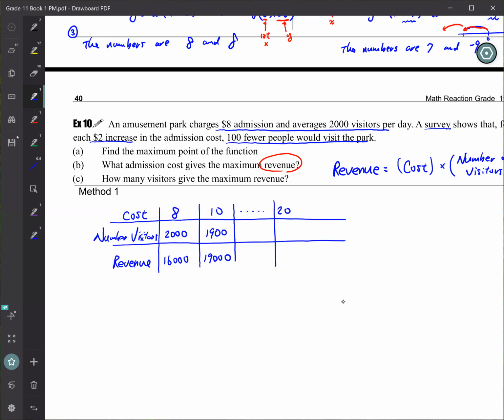Do you understand where we are right now? Okay, I see. So if it's $20, can you tell us how we can find out how many visitors come? I don't know. Not sure? Okay. Anyone want to share your idea? How do we find out how many visitors?